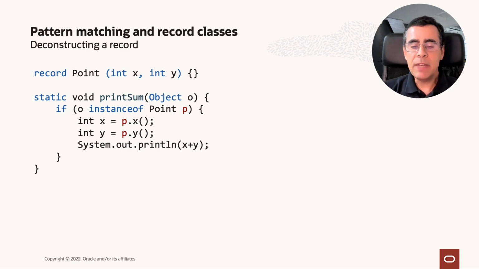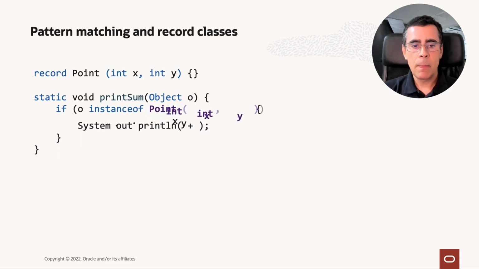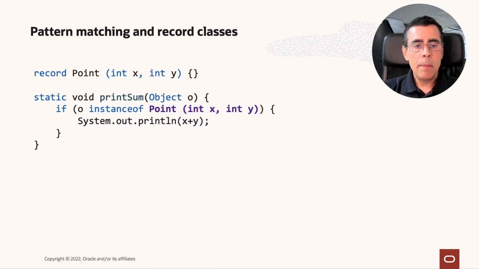It would be better if the pattern could not only test whether a value is an instance of Point, but also extract the x and y components from the value directly. In this example, Point(int x, int y) is a record pattern. It lifts the declaration of local variables for extracted components into the pattern itself, and it initializes those variables with the right values from the pass object.